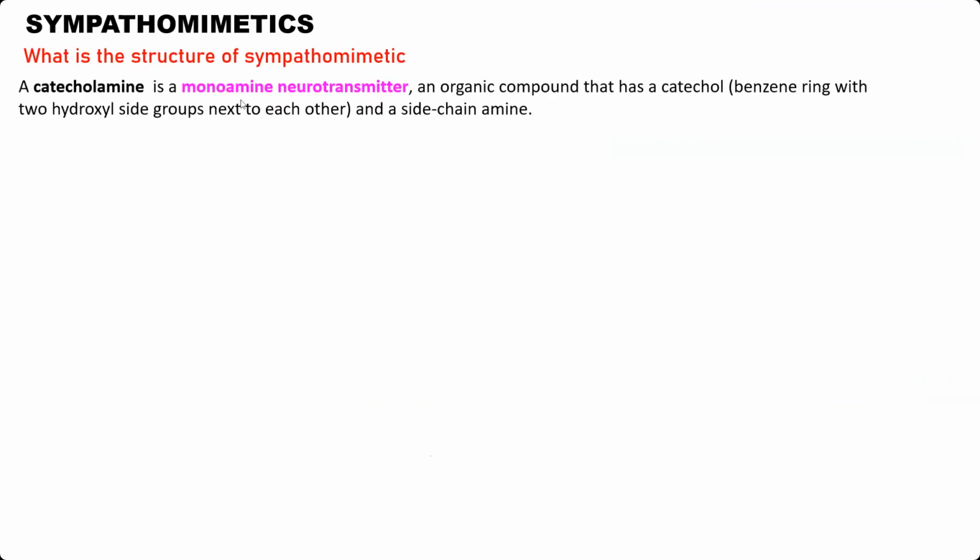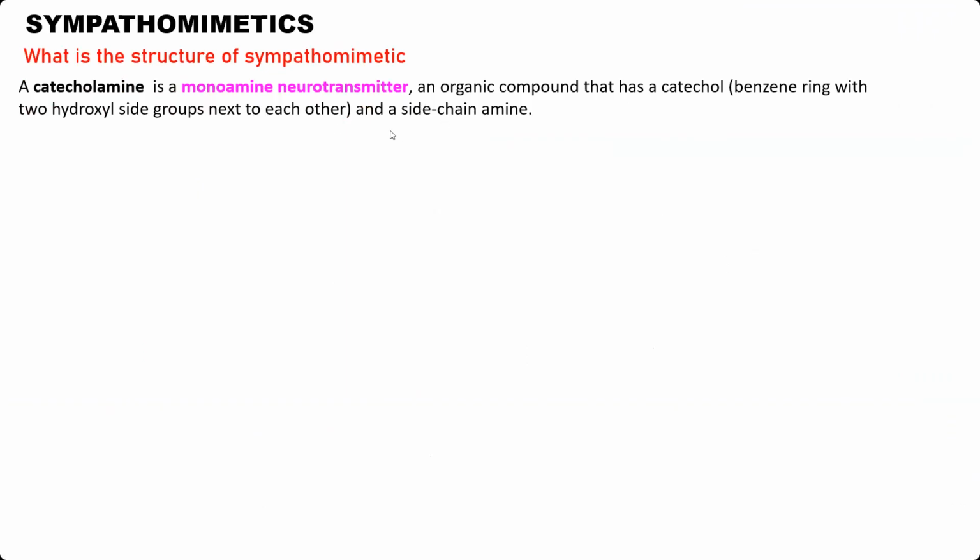So they are all monoamine neurotransmitters. Catecholamine is the basic structure. It is a monoamine neurotransmitter, an organic compound that has a catechol ring. What do you mean by the catechol ring? It is a benzene ring with two hydroxyl side groups next to each other, plus the side chain amine.